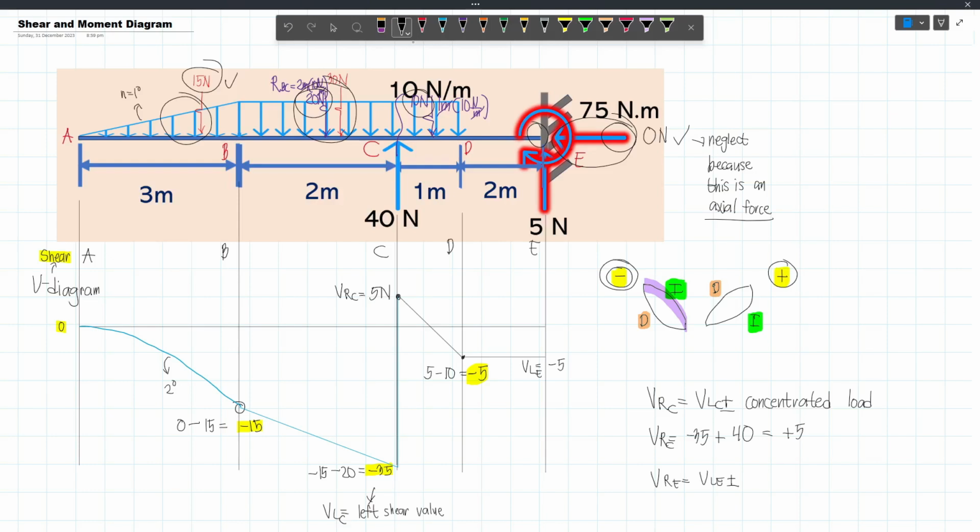Now, yung concentrated load natin dito is the support reaction, which is 5 newtons acting upward. And so, we will actually use plus. So, this will be plus 5 newtons. And then, yung VLE natin is negative 5. And so, diba, negative 5 plus 5 will give us 0. And so, yung shear natin dito sa last point will be 0. And so, that's how we can tell na tama yung shear diagram natin. Kasi our shear diagram should start at 0 and then end at 0.